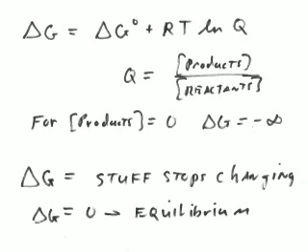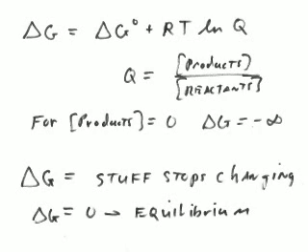Well, what do you call it when you're talking about a reaction when the stuff stops happening? That, of course, is equilibrium. The condition of delta G equals 0 is the equilibrium requirement.